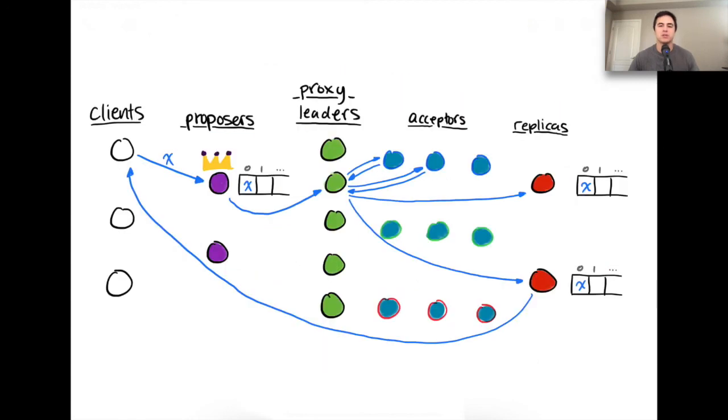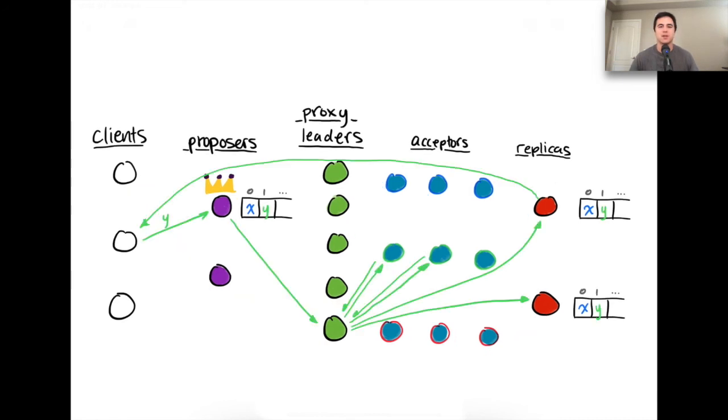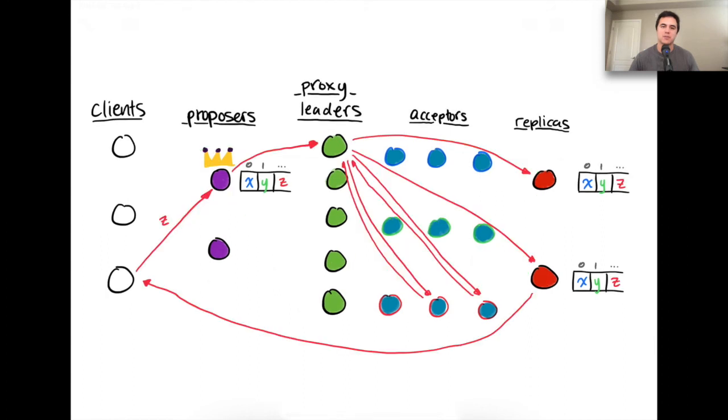Now, the protocol executes like this. The top client sends a command X to the leader, which sequences the command in the first log entry and forwards it to a proxy leader. Because X is the first log entry, the proxy leader contacts the first acceptor group and executes the protocol as usual. Here, the command Y is placed in the second log entry, so the proxy leader contacts the second acceptor group. And finally, Z is in the third log entry, so the proxy leader contacts the third acceptor group. The fourth command would go back to the first acceptor group, and so on.